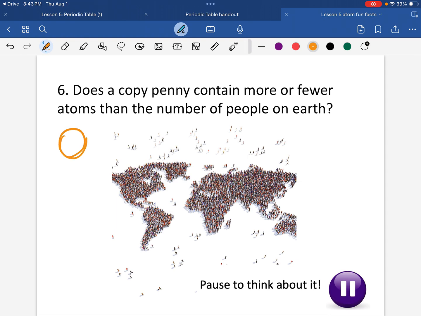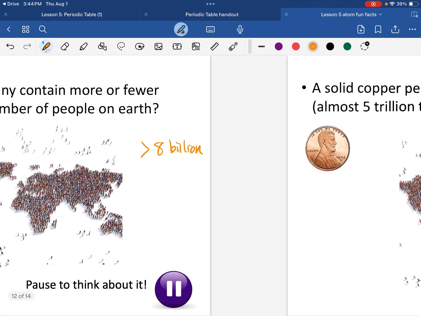Okay, let's think of a copper penny. So that's just a penny, right? A penny. And does it contain more atoms in the copper penny or fewer than the number of people on Earth? So the number of people on Earth is greater than 8 billion at this point. I have to look up. So is there more or less than 8 billion atoms in a penny?